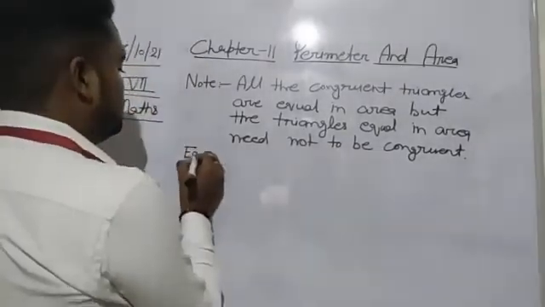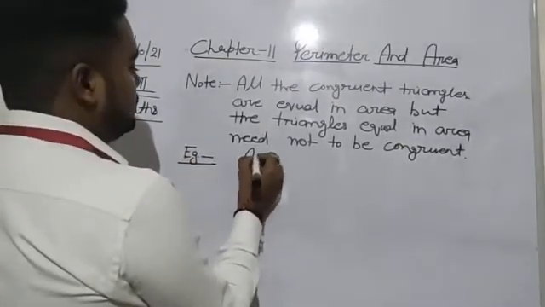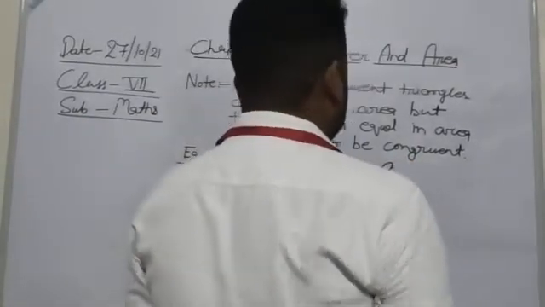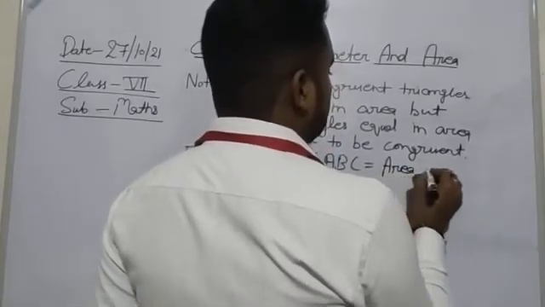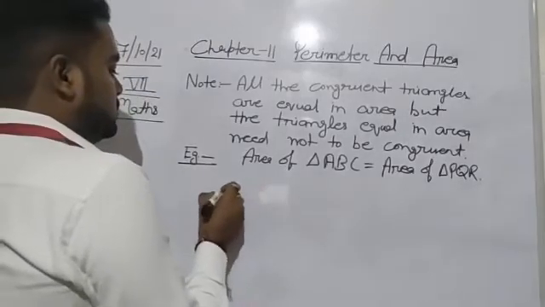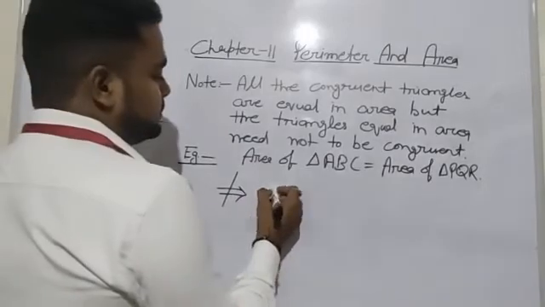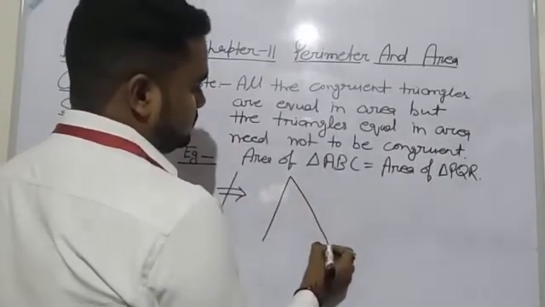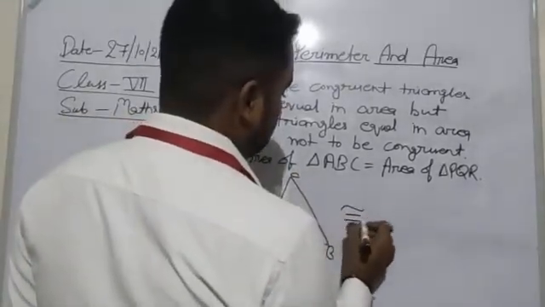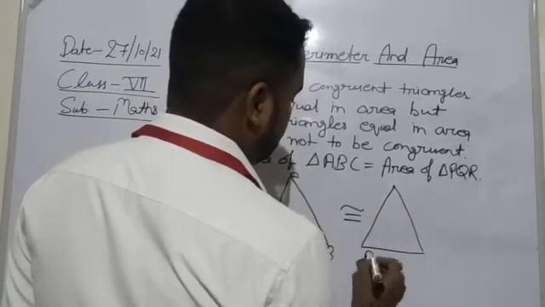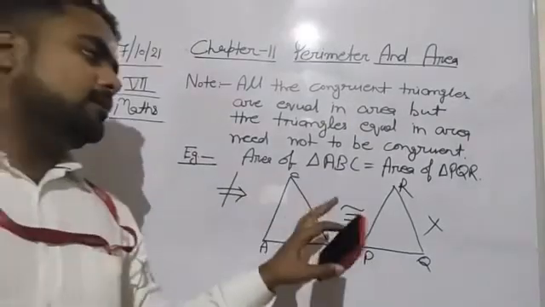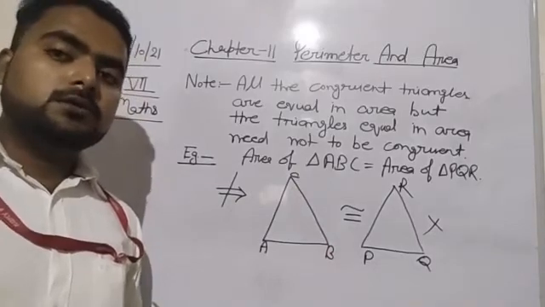Suppose the area of triangle ABC is equal to the area of triangle PQR, then it does not imply that triangle ABC is congruent to triangle PQR. It is not necessary. It means if the area is equal, it is not necessary that they will be congruent, but if they are congruent, then it is necessary that their area will be equal.